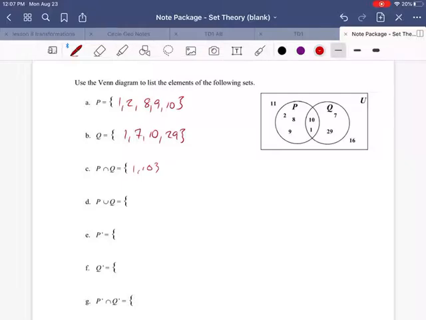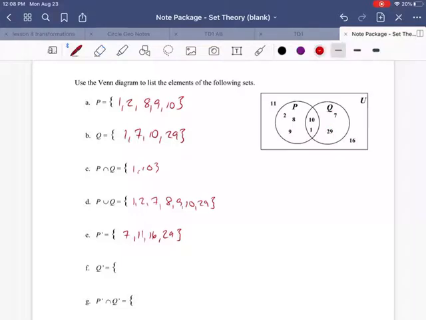P union Q is going to be everything that's inside the circles, so 1, 2, 7, 8, 9, 10, and 29. The complement of P is going to be everything that's in the universal set as well as the stuff that's hanging out in set Q. So we've got 7, 29, 11, and 16. Putting those in ascending order, we've got 7, 11, 16, and 29.